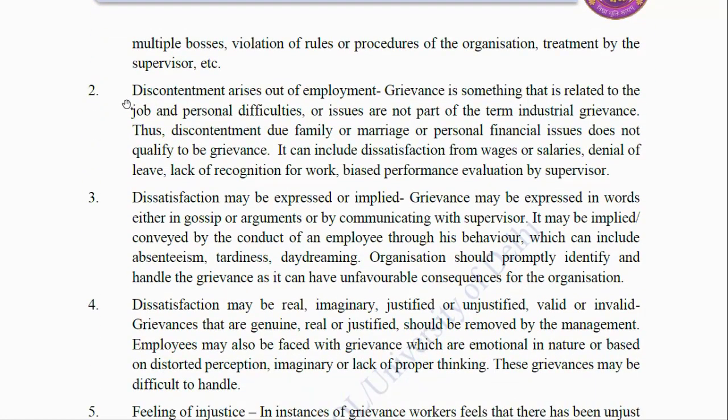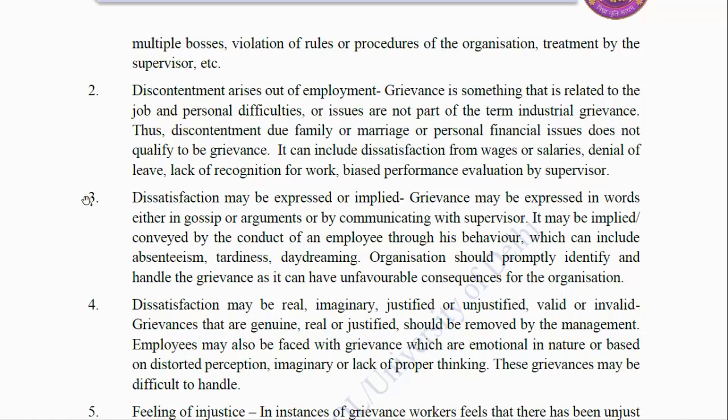Number 2, discontentment arises out of employment. Grievance is something that is related to the job or personal difficulties. Thus, discontentment due to family or marriage or personal financial issues does not qualify to be grievance. It can include dissatisfaction from wages or salary, denial of leave, lack of recognition for work, biased performance evaluation by supervisor.